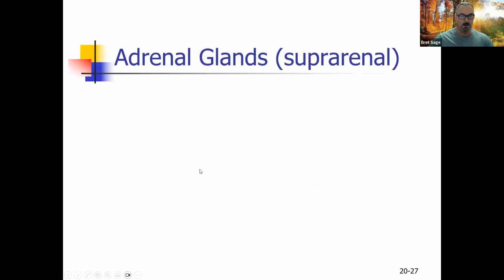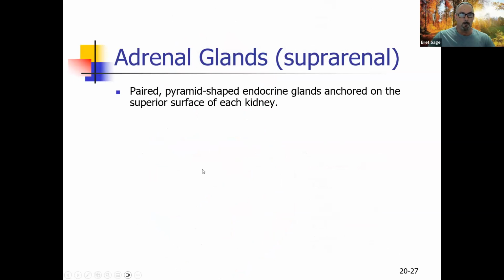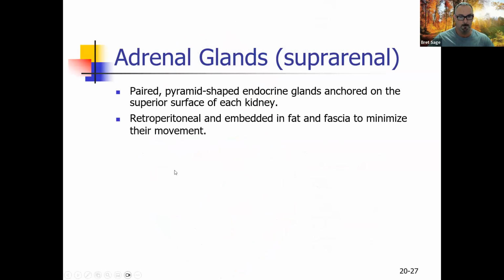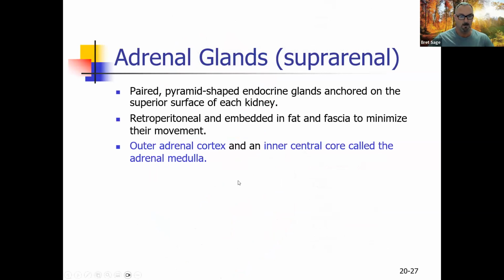Adrenal glands, or suprarenal glands, sitting right on top of your renal kidneys. They're paired, pyramid-shaped endocrine glands that are anchored on the superior surface of each kidney. They are retroperitoneal, which means behind the peritoneum, and that means that they're pressed against the body wall and don't move. Minimize their movement to reduce any kind of damage that would happen during exercise. The outer adrenal cortex and inner central core are called the adrenal medulla. So the cortex, outer, medulla, central, we saw that in the brain.